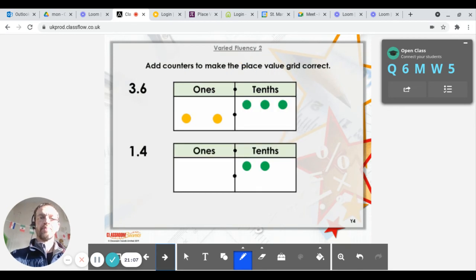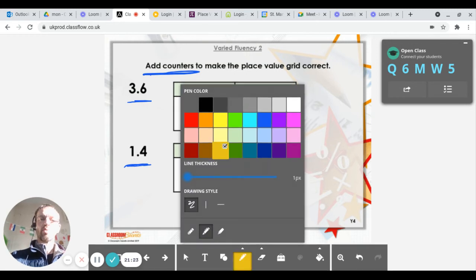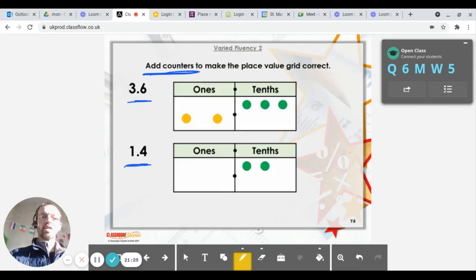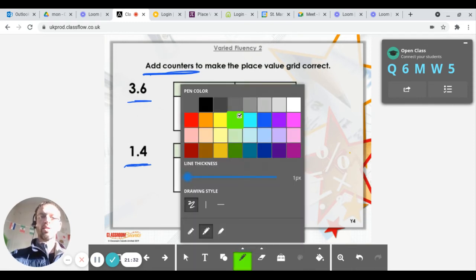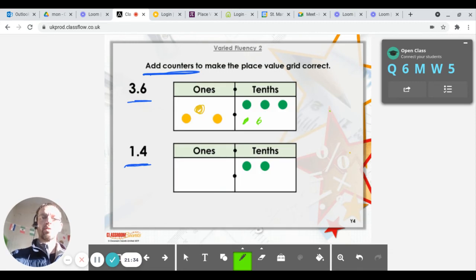Add counters to make the place value grid correct. So here, they've given you the answer. You've got to add counters. Always important that you read the question and then you read it again. So let me get some counters. We can get some yellow ones. 3.6. So I've got 2. I need to add one more. There's 3. And I need some green ones. 0.6. 1, 2, 3 more. Altogether now I've got 6. 1, 2, 3, 4, 5, 6.